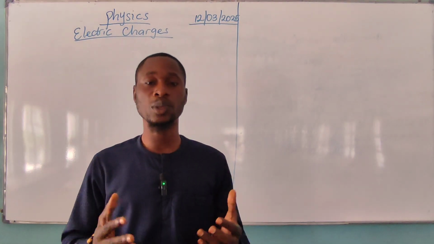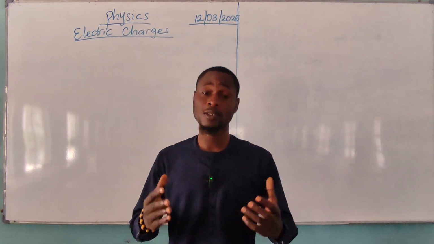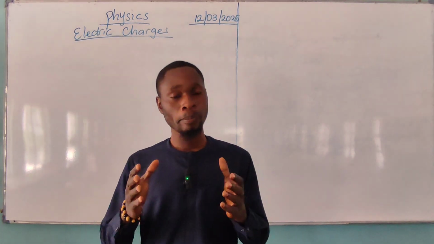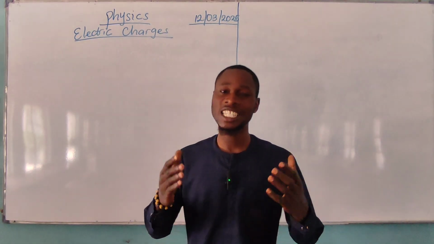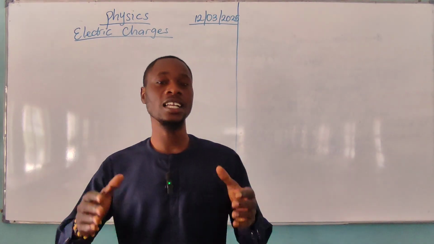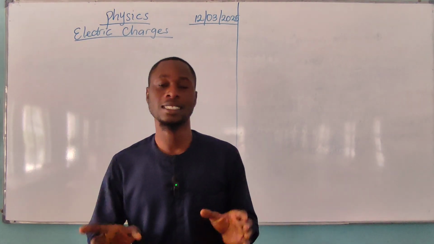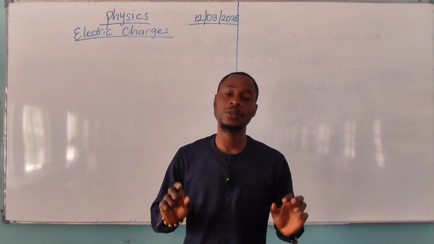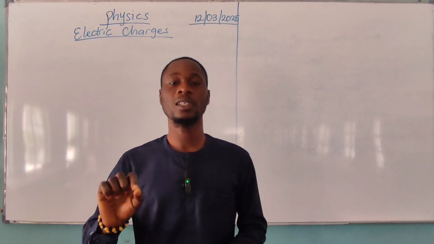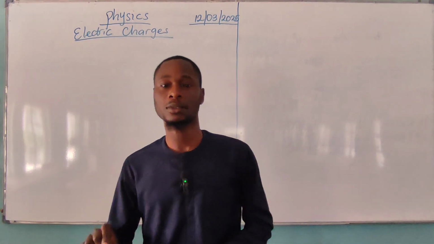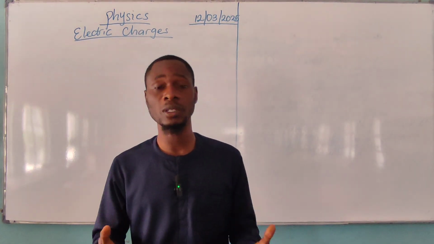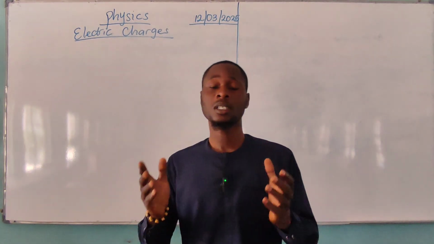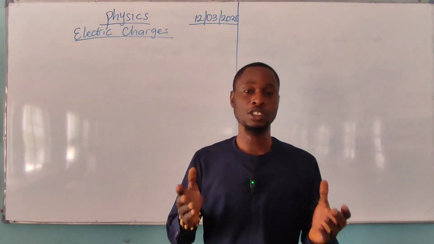Now, an atom, of course, we know is the smallest indivisible particle or part of a matter or a substance that can take part in a chemical reaction. That is an atom. And we know that in an atom, there are three particles, the composition of the atom. We have the protons, the electrons, and the neutrons.